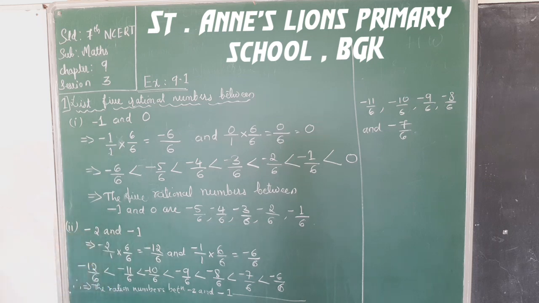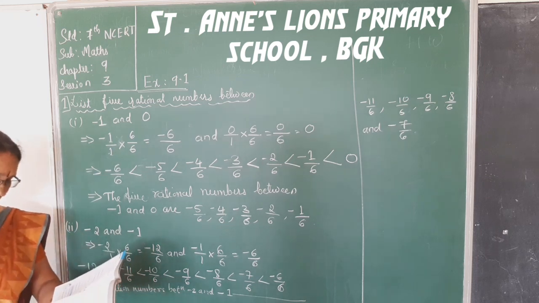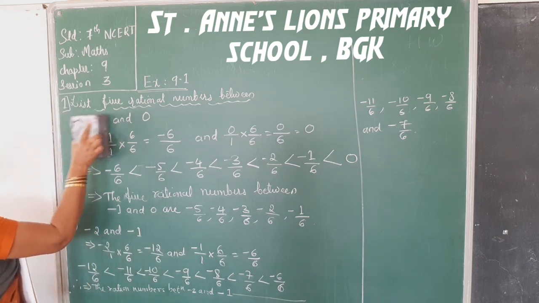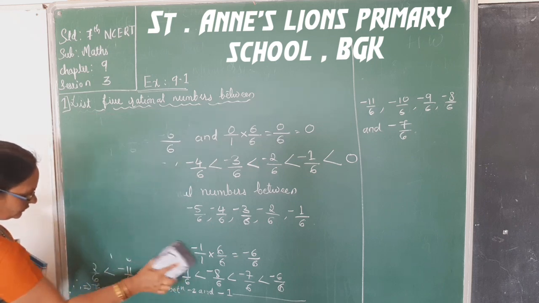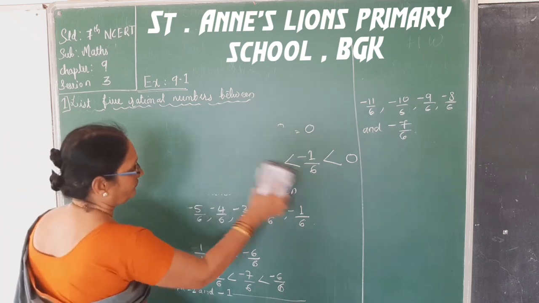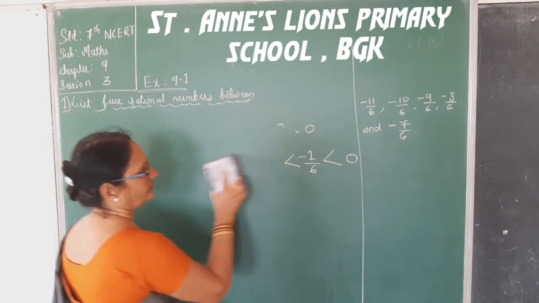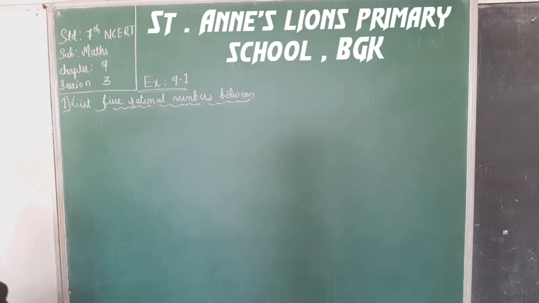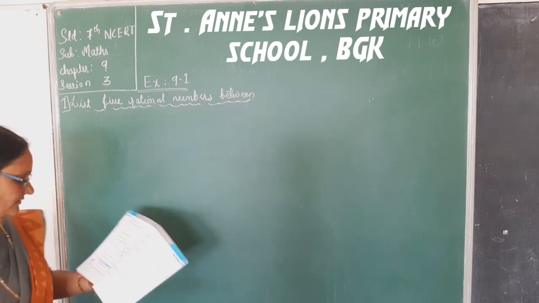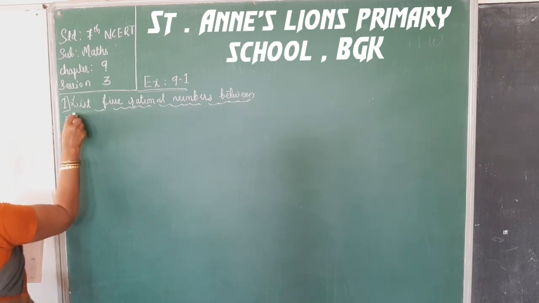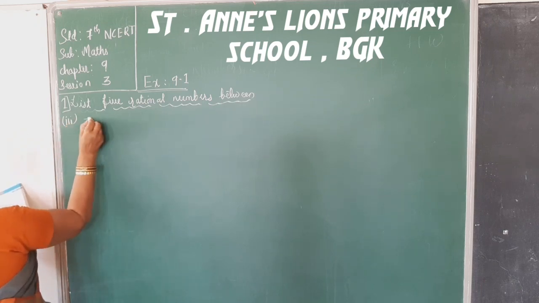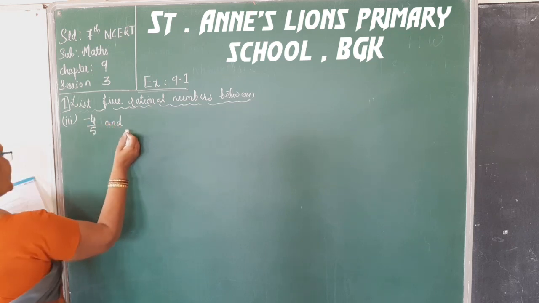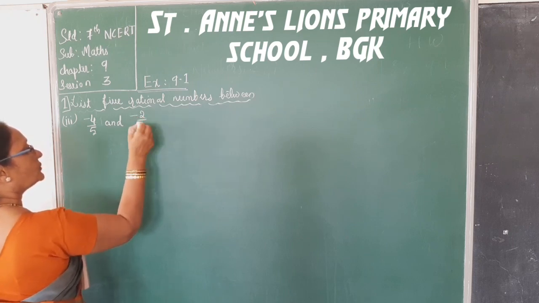Now I will continue with the third one. It is a little different, because both have different denominators. The third one is minus 4 by 5 and minus 2 by 3.